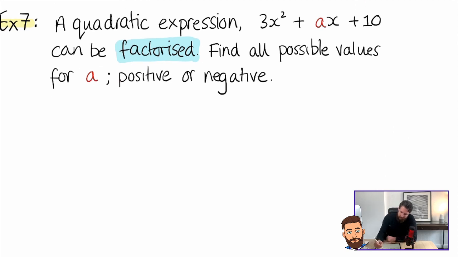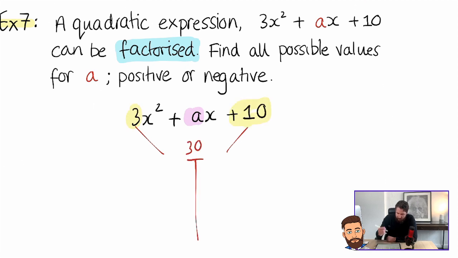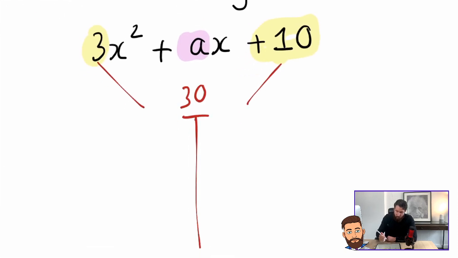So what we're going to do? Well, we've got 3x squared plus ax plus 10. Now, we want to multiply a and c together, which is going to give me 30. Okay. Now, if we list the factors of 30, what makes 30? In this situation, we need to list every single possible factor pair that makes 30, because then we can have all the possible values that could add together to make this a.